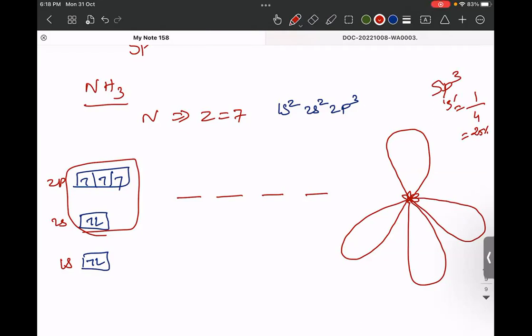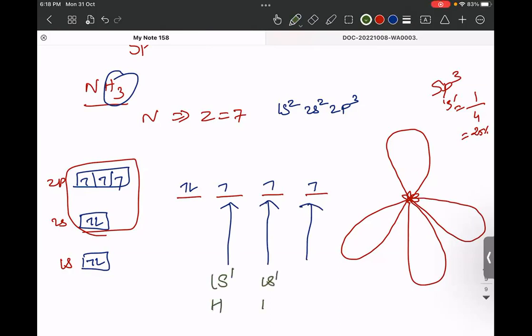Okay, now you come to that. Totally how many electrons are there? 5 electrons. So you have to accommodate 1, 2, 3, 4, and then the fifth one. Now the approaching atoms are 3 hydrogens, each with a 1s orbital. It will overlap with this, with this, with this. So 1s1 of hydrogen, 1s1 of hydrogen, 1s1 of hydrogen.